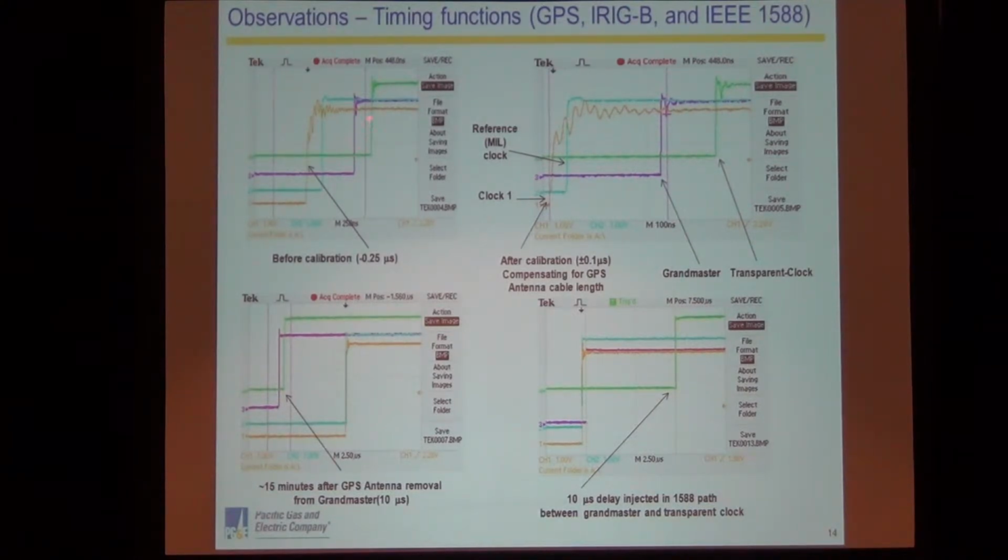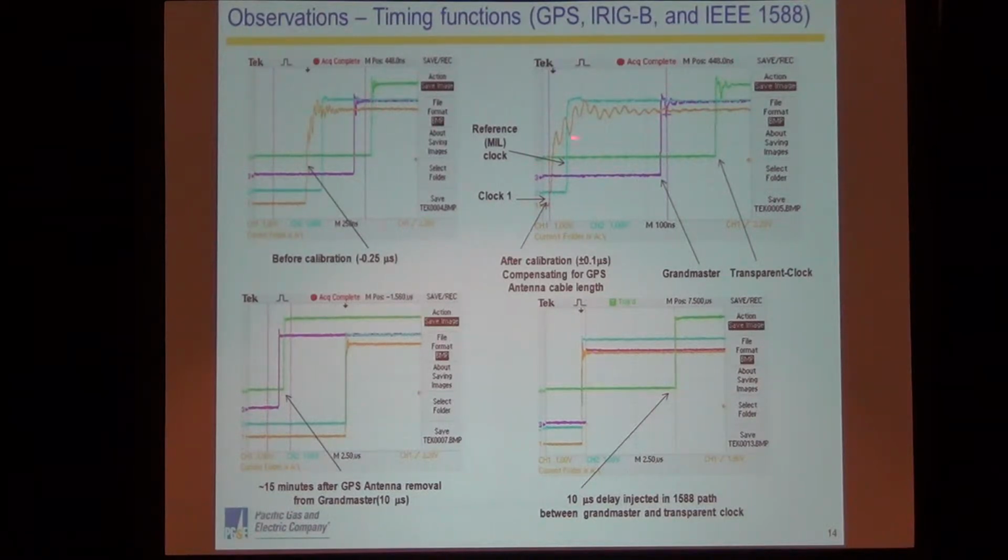The pink or purplish or fuchsia, whatever you may see it as, is the grandmaster clock that communicates with 1588 to a slave clock, which is the green one. And you see some differences. There are different time scales on these charts when you look at the scopes. Here, look at about a quarter microsecond delay between these.